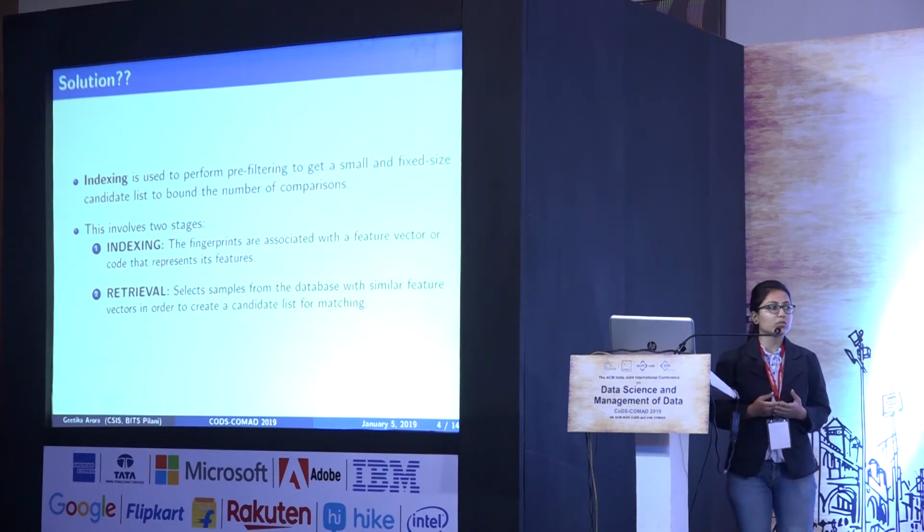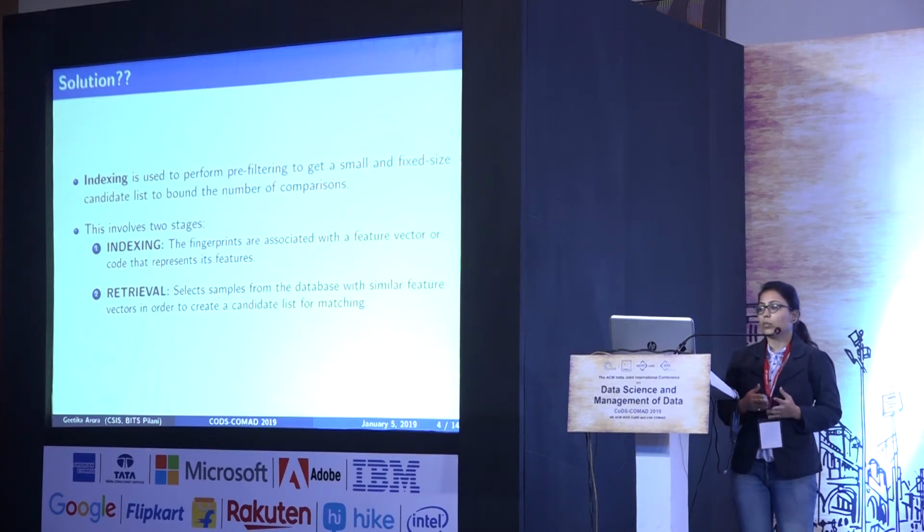So this involves two stages. First one being the indexing. In indexing, we associate every fingerprint of the database with some feature vector that represents its features, and this feature vector conforms to the index of the database. During retrieval, we extract the feature vector of the query print, and we only compare the query print with the fingerprints that have similar feature vectors.